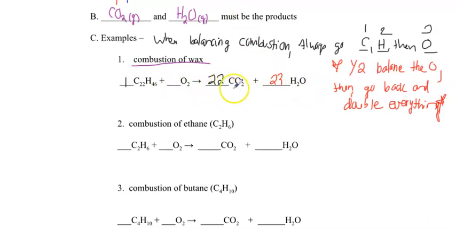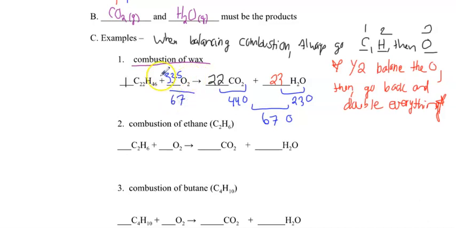For my oxygen, right here, I've got 44 oxygen. And then right here, I've got 23 oxygen. So add those up. How many do you have? You actually have 67 oxygen. How do I get 67 right here? 2 times what is 67? Well, think about it. It's actually going to be 33.5. And that's going to give me my 67 oxygen.